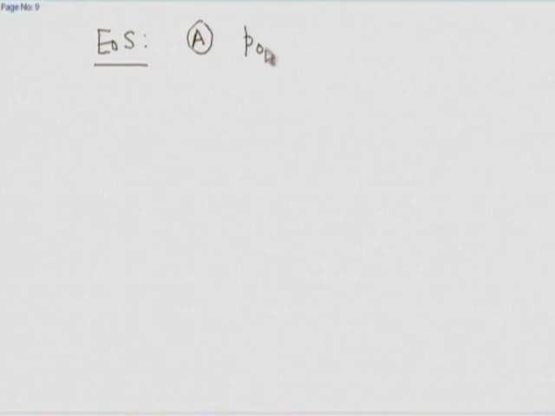So, we are going to have P naught A, V naught divided by T naught. This is going to be equal to P1 V1A divided by T1, which is T naught. This is T1, but which is equal to T0. This is the equation of state for part A.